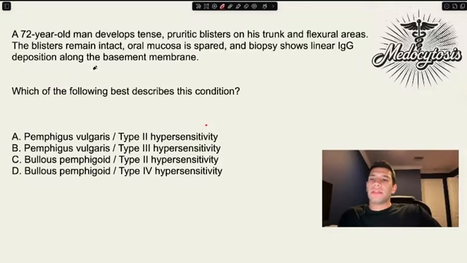Hey everyone, this is a very easy question that shows up everywhere on Step 1. We're gonna make sure no one gets it wrong after watching this video. So you've got a 70-year-old man that develops dense and periodic blisters on his trunk and flexural areas.